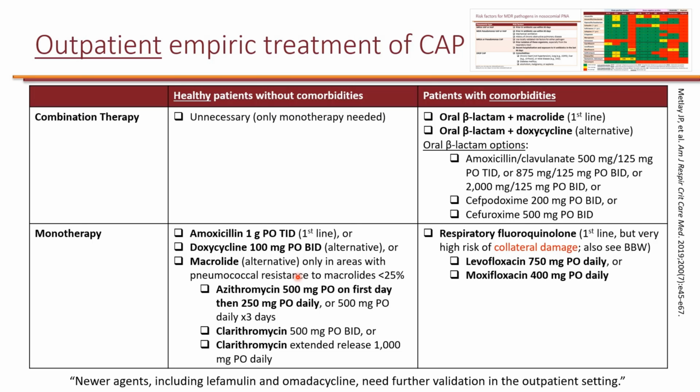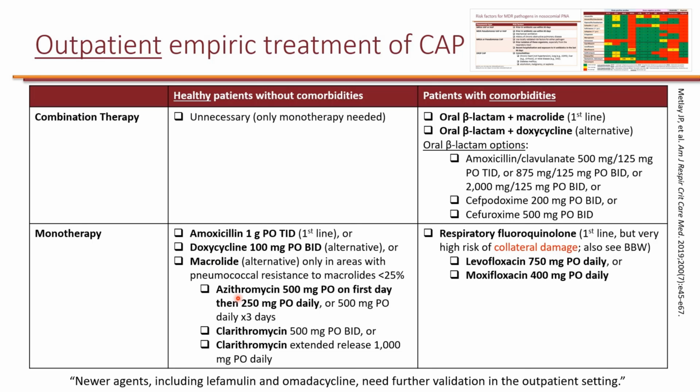Now if you know that in your local area the rate of resistance is less than 25%, you can actually use azithromycin monotherapy. Now, in our area at Loma Linda University Medical Center, the rate of macrolide resistance in Streptococcus pneumoniae is actually more than 30%.